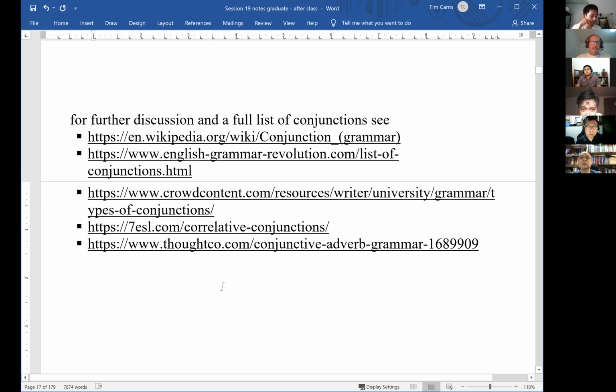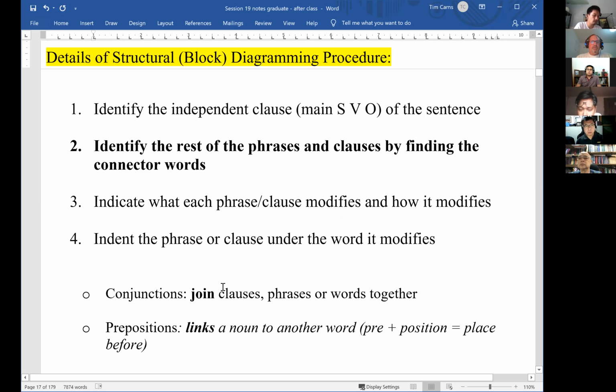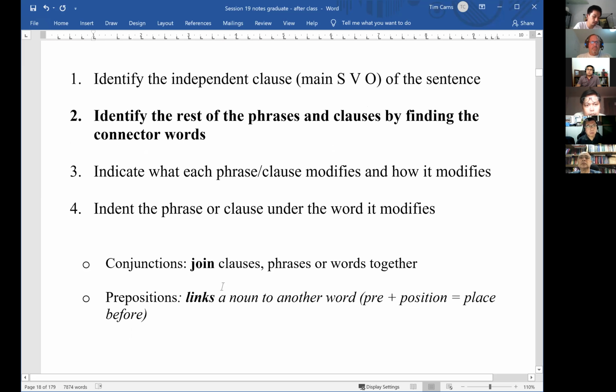All right, so we've looked at the first kind of connector word exhaustively. That is a conjunction. The second one is the preposition. A preposition, simply understood, typically links a noun to another word.